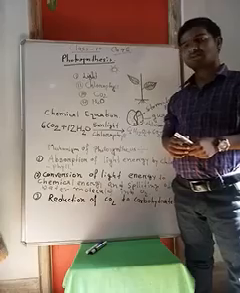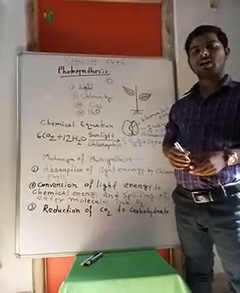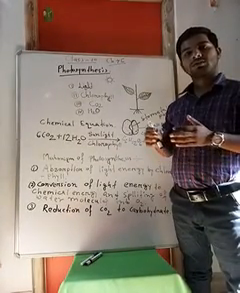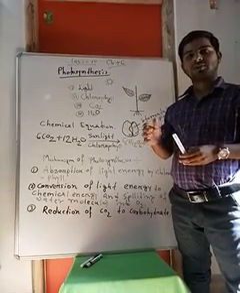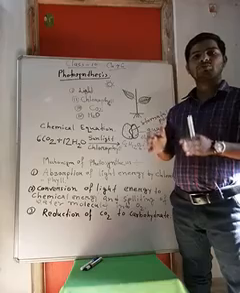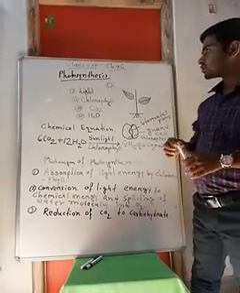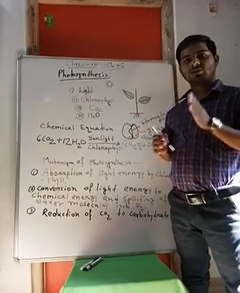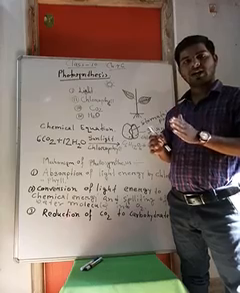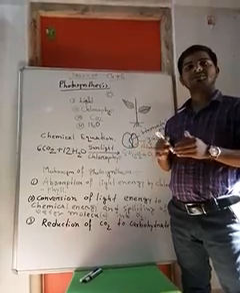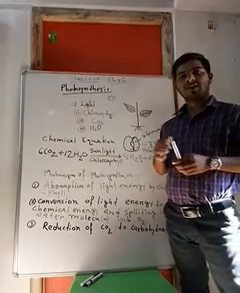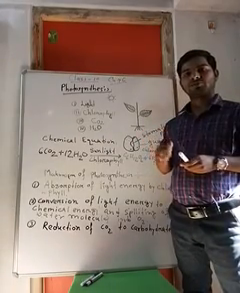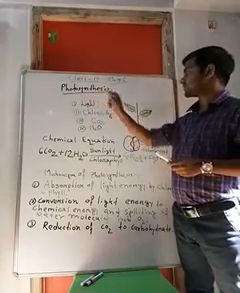In our previous class, we already discussed the various modes of nutrition. Now today I am going to discuss briefly the autotrophic mode of nutrition. Autotrophic mode of nutrition means auto means self and trophic means feeding, that means self-feeding. The process by which green plants prepare their own food is known as photosynthesis.